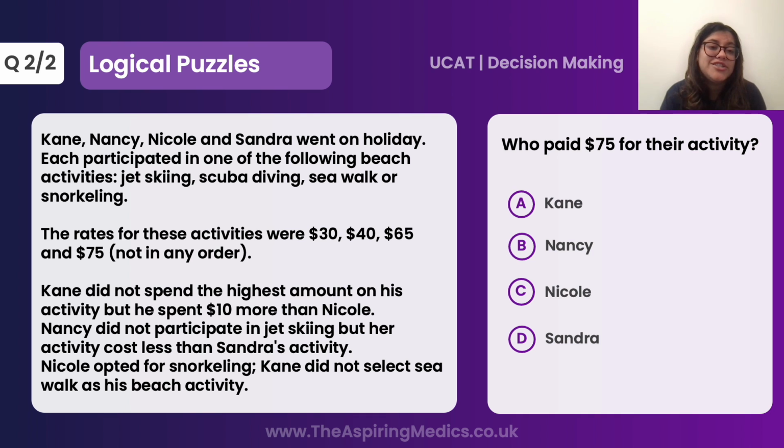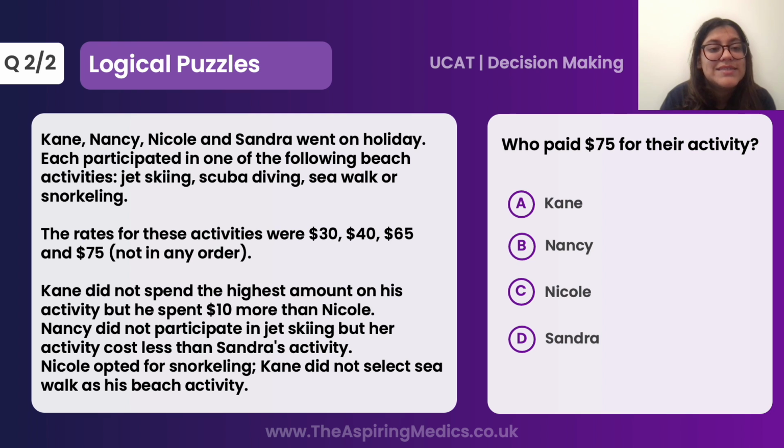So our second question is, Kane, Nancy, Nicole, and Sandra went on a holiday. Each participated in one of the following beach activities: jet skiing, scuba diving, sea walk, or snorkeling. And the rates for these activities were $30, $40, $65, and $75, not in any order. And then they've given us some more information that I'm not going to read out right now. And the question is, who paid $75 for their activity?